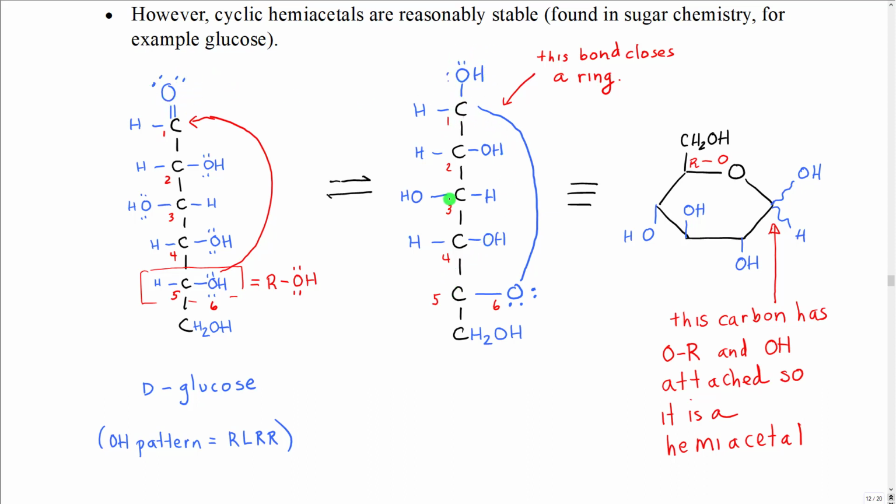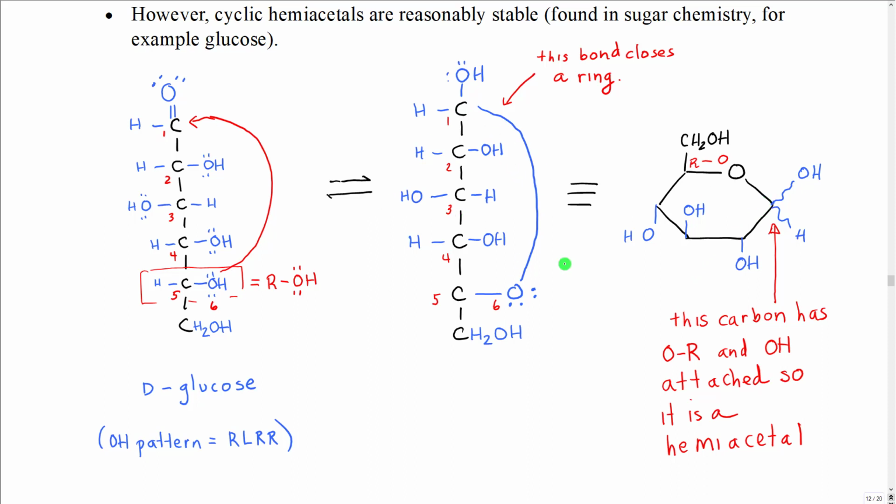So now we have a ring starting here, coming around, coming back, a ring of carbons, but the ring itself is now a hemiacetal ring because if we look at carbon 1, that carbon has oxygen, carbon, right? OR, oxygen, hydrogen, OH attached to the same carbon. So that is a hemiacetal carbon.